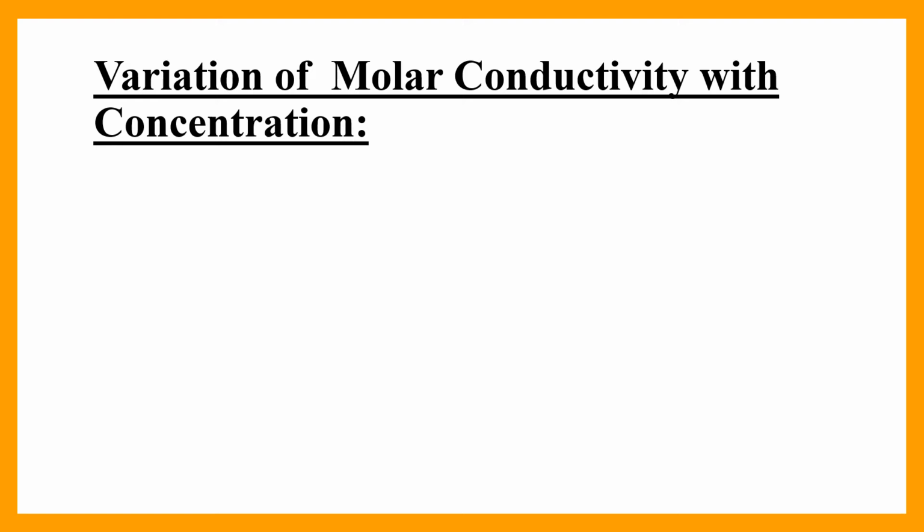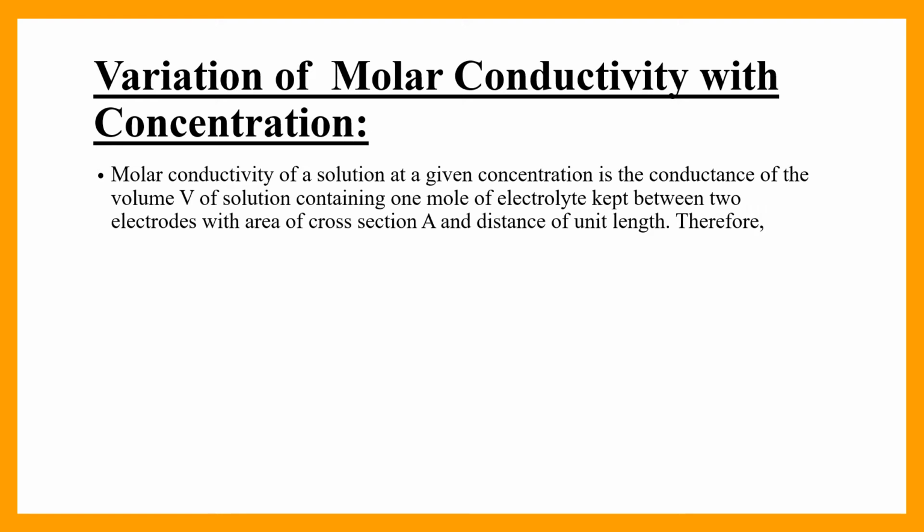Next is variation of molar conductivity with concentration. Molar conductivity of a solution at a given concentration is the conductance of the volume V of solution containing 1 mole of electrolyte capped between two electrodes with area of cross section A and distance of unit length. Therefore, from this the molar conductivity lambda m will be equal to conductivity into volume of that electrolyte in which 1 mole of the electrolyte is kept.